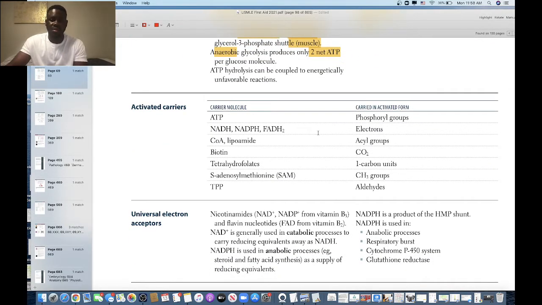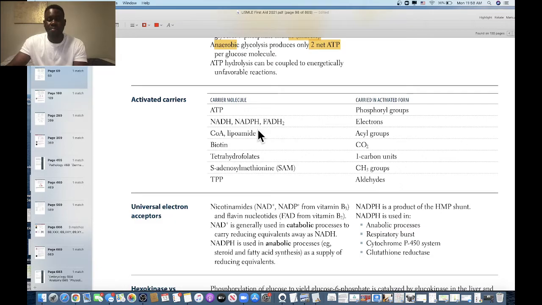Activated carriers. This part is just trying to tell us that there are certain molecules that carry a certain thing that can be given away. For example, ATP has a lot of phosphates, right? So it carries the phosphoryl group. NADH, NADPH, and FADH: this is vitamin B3 here, and this is vitamin B2, right? They carry electrons in the form of H. That's why they give it off in the electron transport chain.